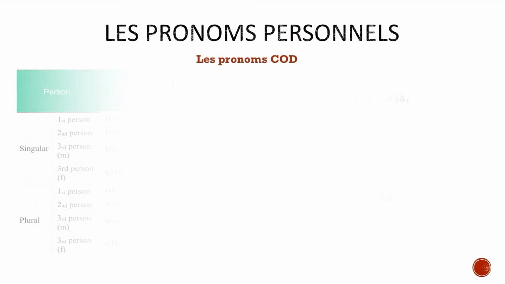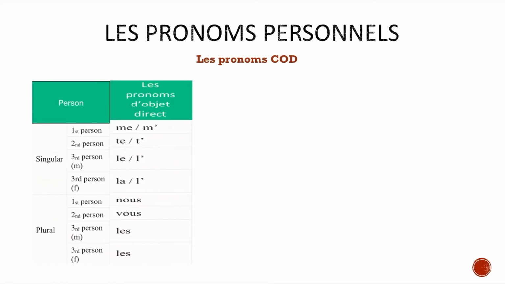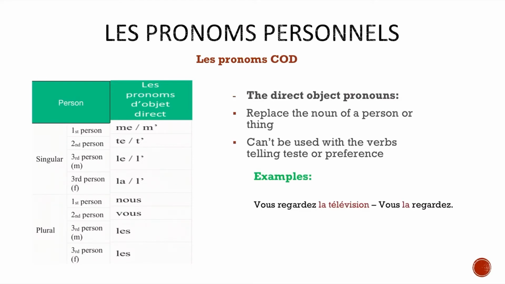Okay, now let's move to the third part of pronom personnel. We call it les pronoms compléments d'objet direct. Let's see these pronouns together first. We have me, te, le, la, nous, vous, les. Let's take an example to understand.